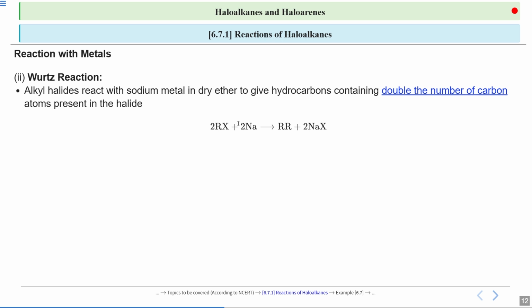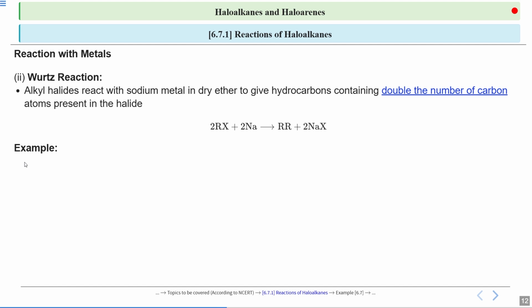Also, the 2 alkyl radicals will combine together to form the alkane, that is R-R. That's why you are getting double the number of carbons compared to your halide.